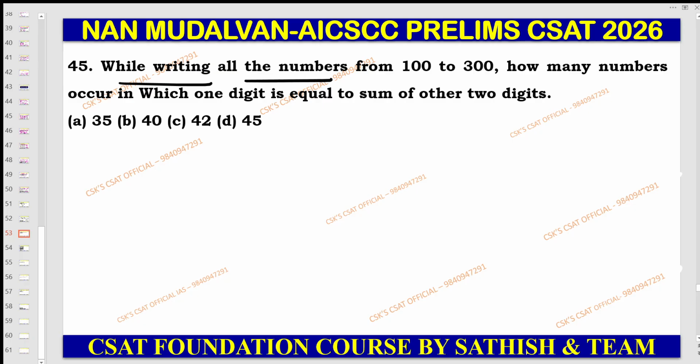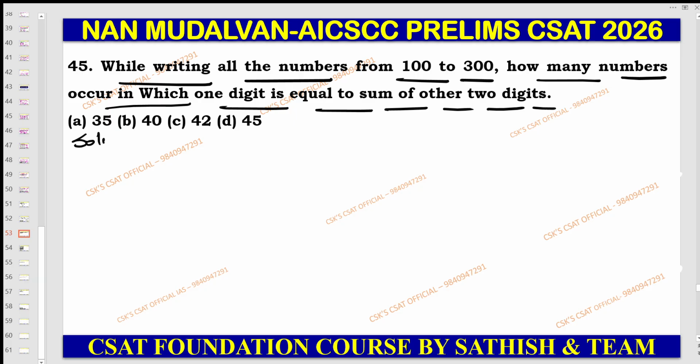While writing all the numbers from 100 to 300, how many numbers occur in which one digit is equal to the sum of the other two digits? Very lengthy problem. It's quite difficult to do this kind of problem in 5 minutes in the examination hall. That lengthy problem.